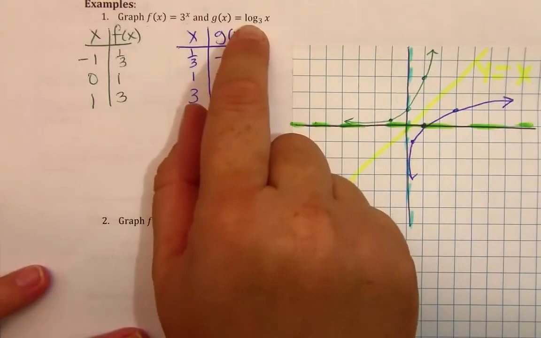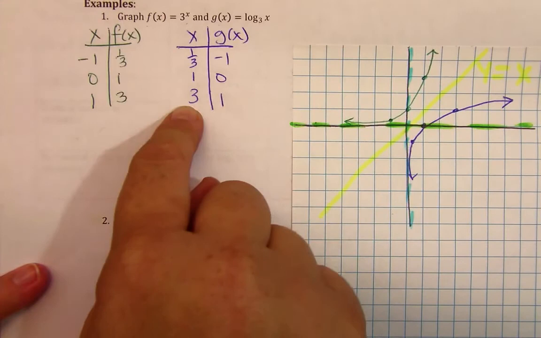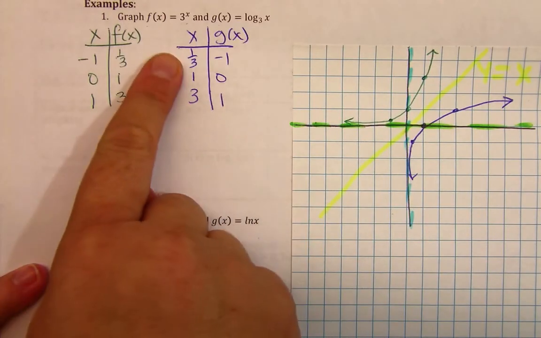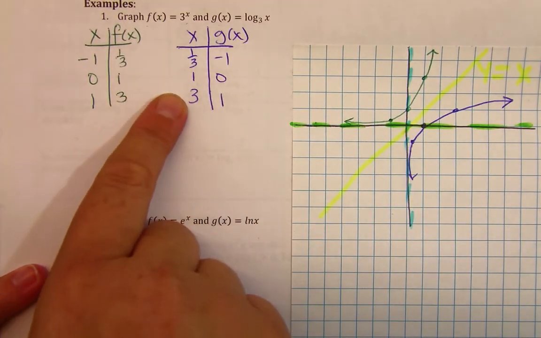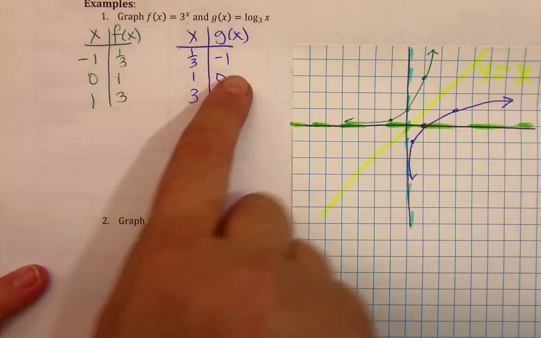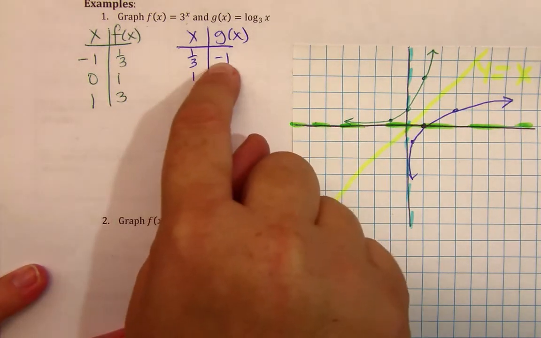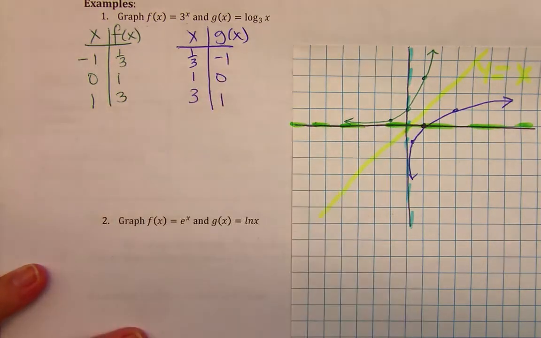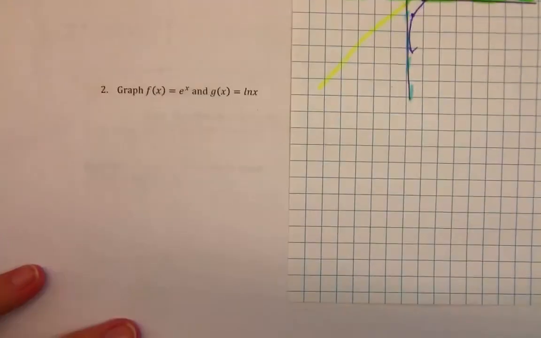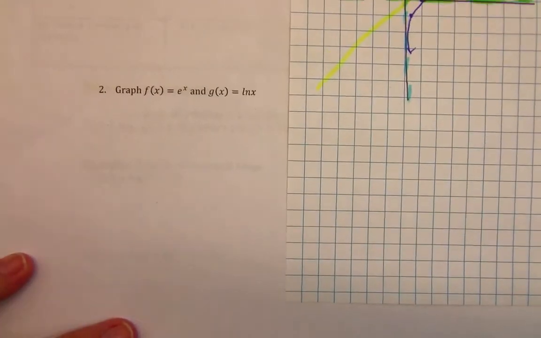Now, there's a special relationship here with these points and what we chose to plug in here. So whatever my base is, that's going to determine what values I plug in here. I'll do 1 over my base, 1, and then whatever my base is. And that's going to always give me the output of -1, 0, and 1.